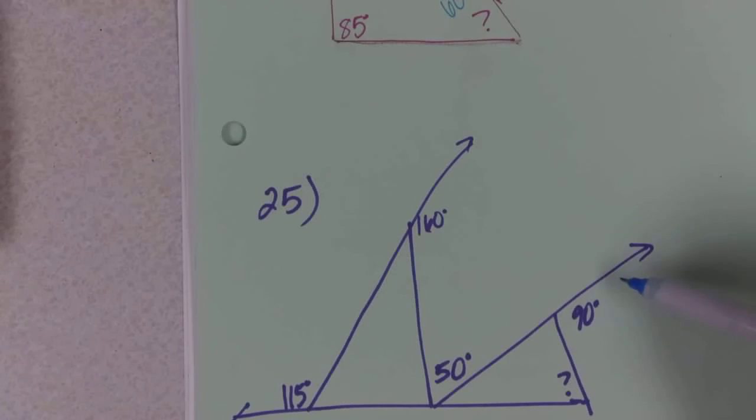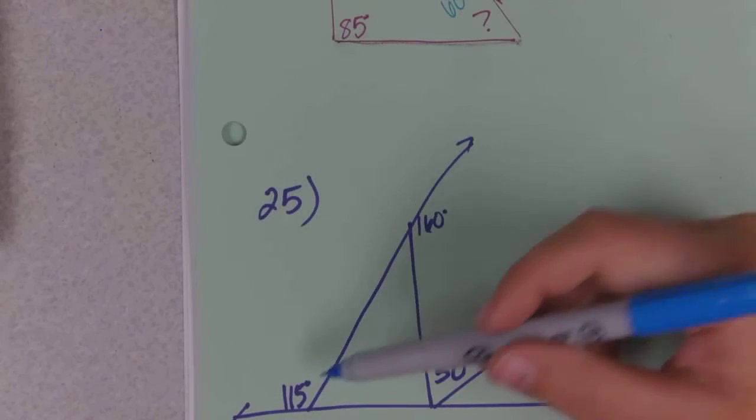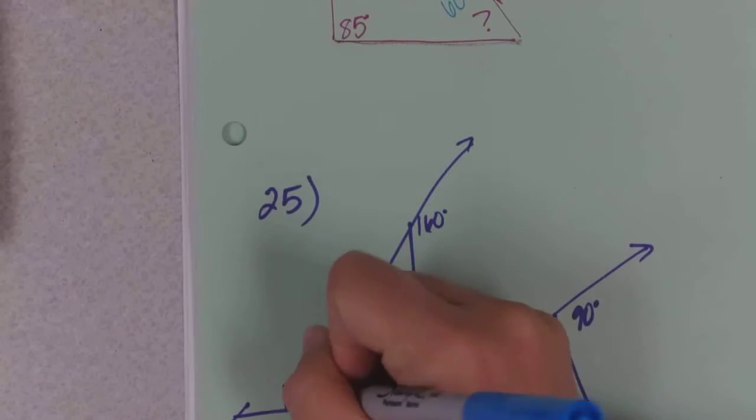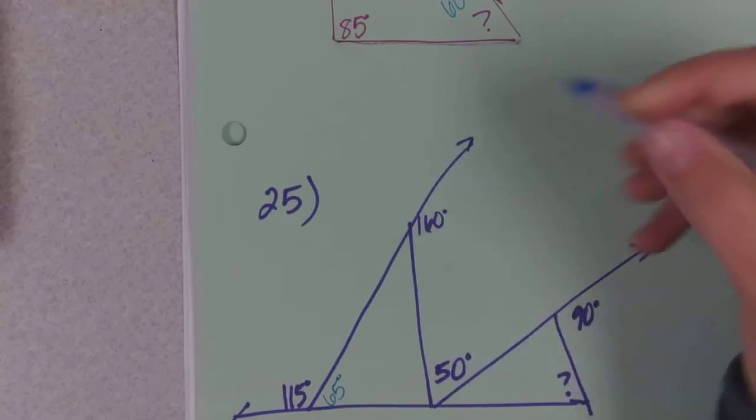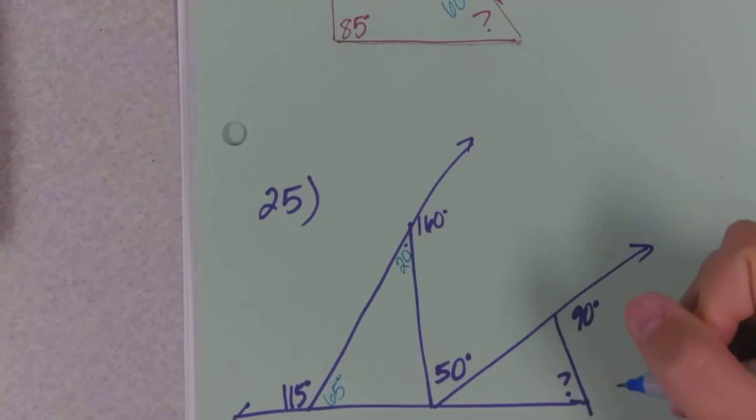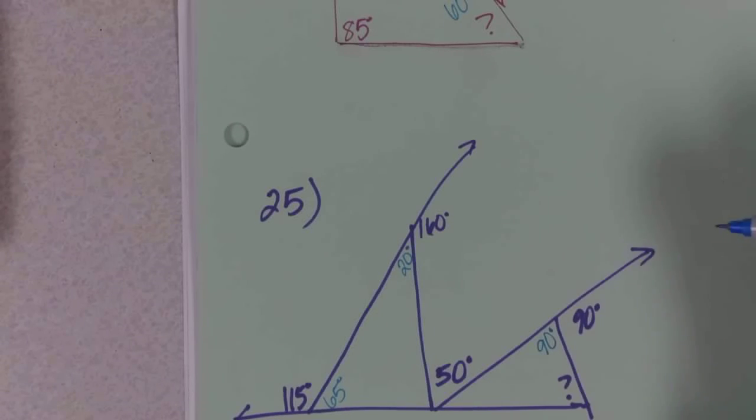We've got to start with what we know. So first of all, I see three linear pairs right off the bat that I can fill in here. So these two angles here will add up to 180. So I'm going to get 65 degrees there. These two angles will add up to 180, so I get 20 degrees that goes in there. These two angles are going to add up to 180. So I get 90 degrees there.